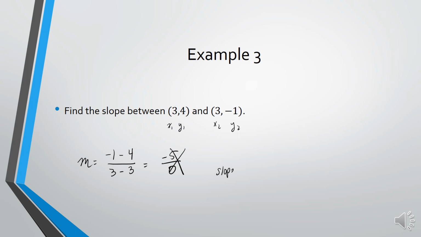So slope is undefined. If you're thinking about this in terms of a line, remember I said you only need 2 points to fully define it? The points 3, 4, and 3, negative 1, if you were to connect those, that's a vertical line. And vertical lines look like x equals a value. So x equals 3 is your vertical line. There is no slope to that line. It's undefined. So there you can see it in a picture. So the formula tells you it's undefined. The picture tells you it's undefined. But either way, there is no slope. It's undefined.